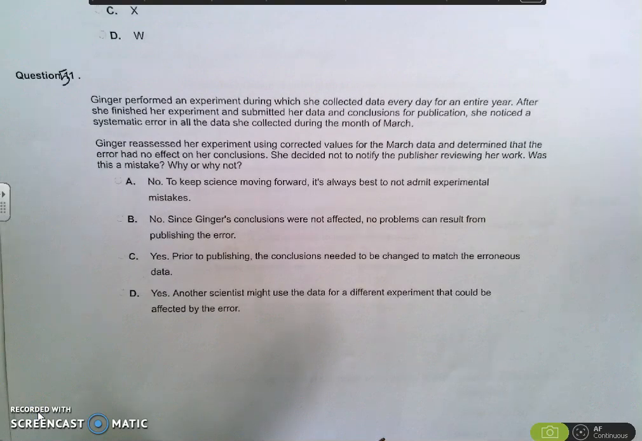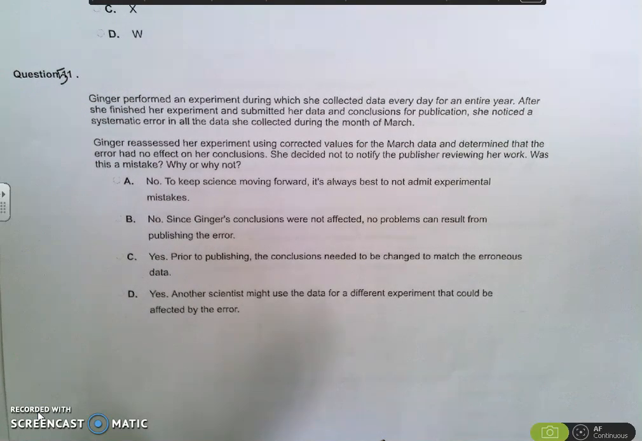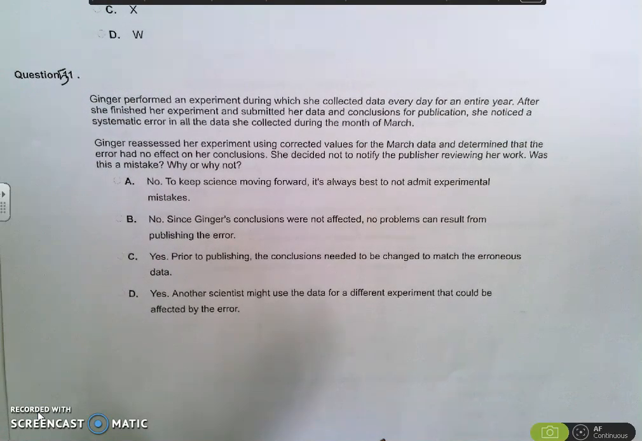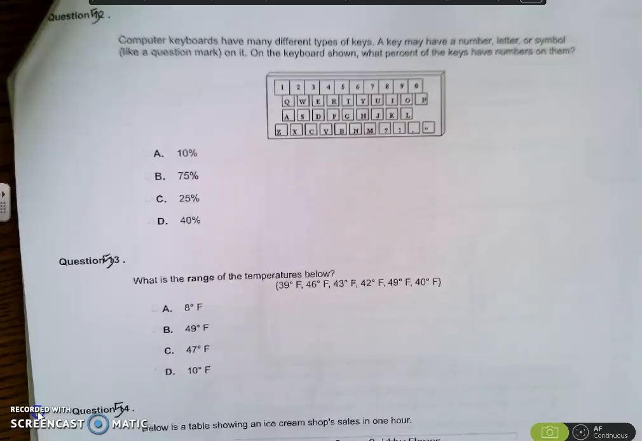Question 51, D. A scientist's work often builds upon previous work done by other scientists. Members of the scientific community are obligated to ensure the accuracy of their data so that their conclusions and those of their colleagues are based on solid facts. That's what makes us science.